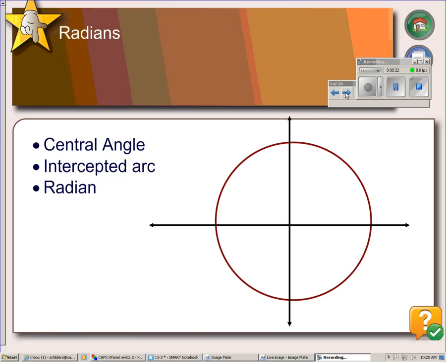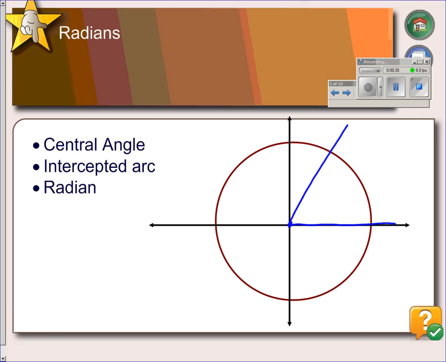First of all, the central angle is the angle that's created when you have the vertex of an angle centered in the center of a circle. So when you have a central angle such as this one, it cuts off a piece of the circle here, or it intercepts a part of the circle. So this edge of the circle between the initial side and the terminal side of the angle is called the intercepted arc.